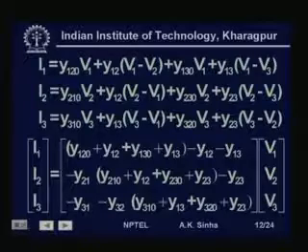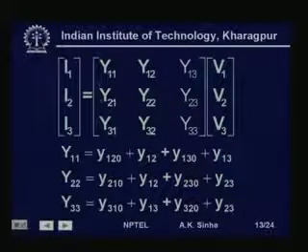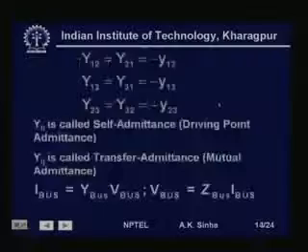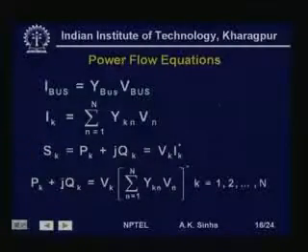I 2 is this. I 2 is equal to y 2 1 into V 1 plus y 2 2 into V 2 plus y 2 3 into V 3. So, I k is summation of y k n into V n. So, this is what we have written here.